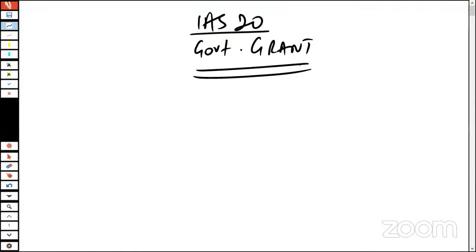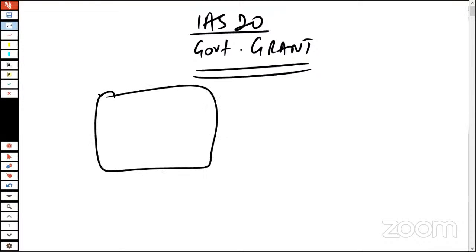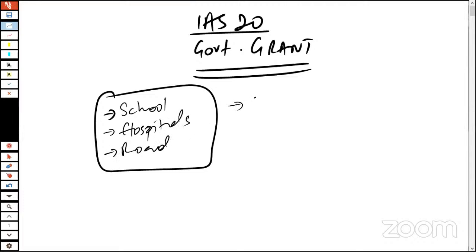First of all, if I talk about the government grant, you need to understand what exactly we mean by a government grant. The concept behind government grant is that there are many responsibilities of the governments. What are those different responsibilities? Amongst them, the government has to develop schools, hospitals, roads, set up power plants, set up sewerage lines, etc.